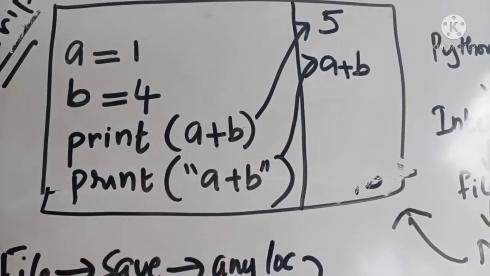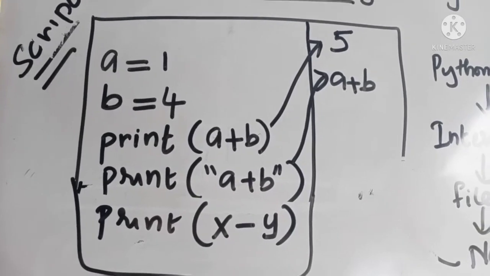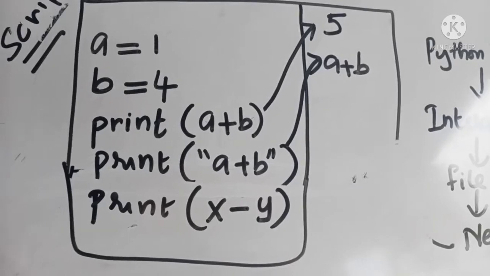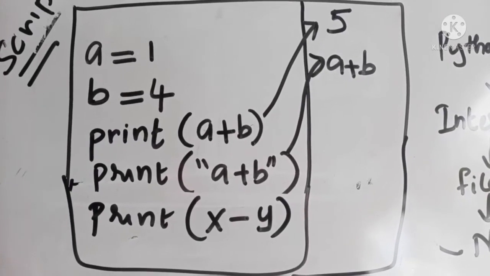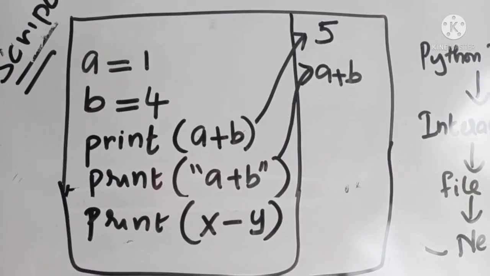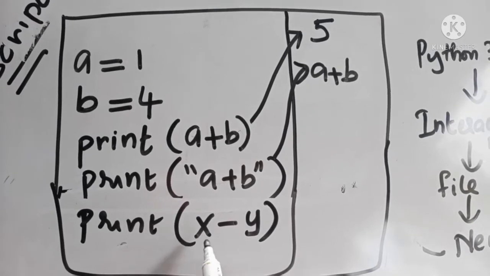Okay, let me write one line of code again. Wait. See, I have given one more line of code. I just want to tell you the concept of the print function once again. So here you can see in the third line, one extra line is there: print of x minus y. Tell me what will be the output of the third line, print of x minus y.